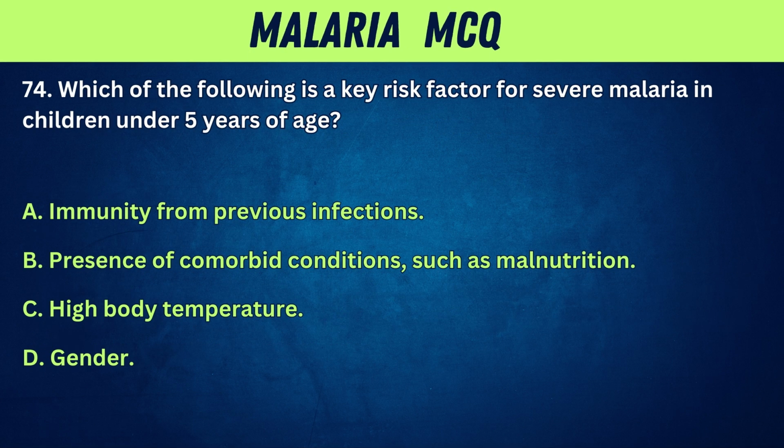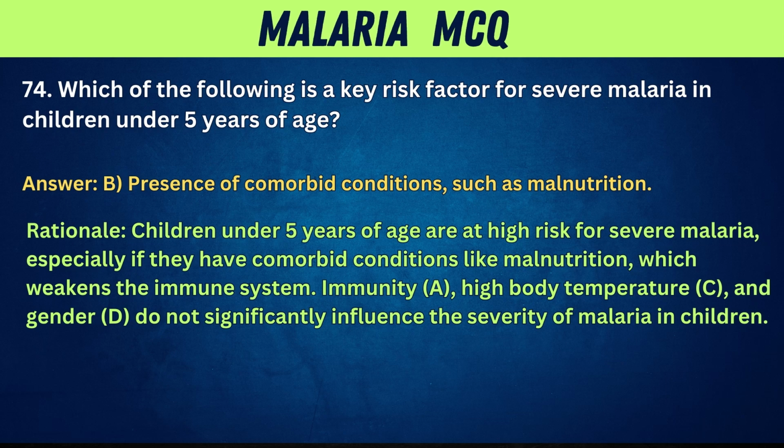74. Which of the following is a key risk factor for severe malaria in children under 5 years of age? A. Immunity from previous infections. B. Presence of comorbid conditions, such as malnutrition. C. High body temperature. D. Gender. Answer: B. Presence of comorbid conditions, such as malnutrition.